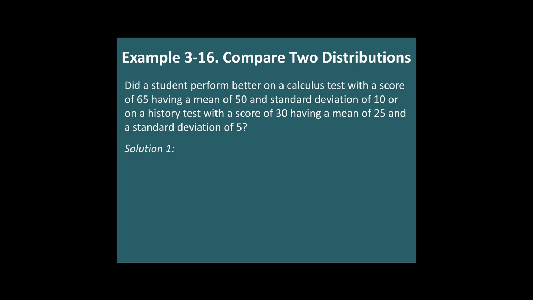Let's do an example comparing 2 distributions. Did a student perform better on a calculus test with a score of 65, having a mean of 50 in the class and a standard deviation of 10, or on a history test with a score of 30, having a mean of 25 and a standard deviation of 5?